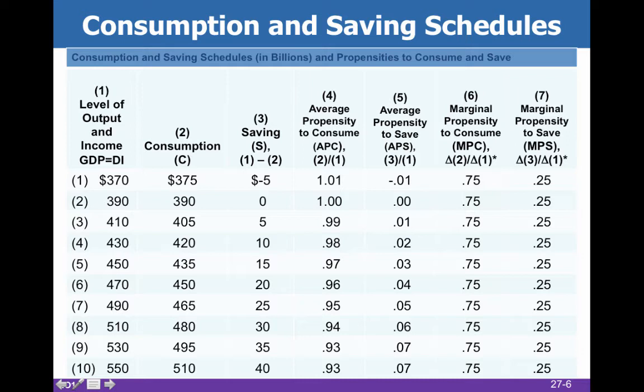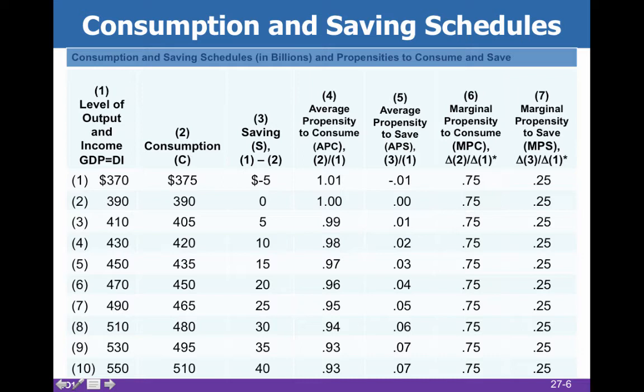So what you're seeing now is our level of consumption and our level of income here. So if we make only $370, then we have to spend $375. So we're actually going to dis-save in order to do that. If we make a higher income of $390, then we're not going to save anything. Once we make $410, then you'll see that we do get to start saving a little bit. And then this becomes our saving number. And then our average propensity to consume is going to fall as our average propensity to save rises.